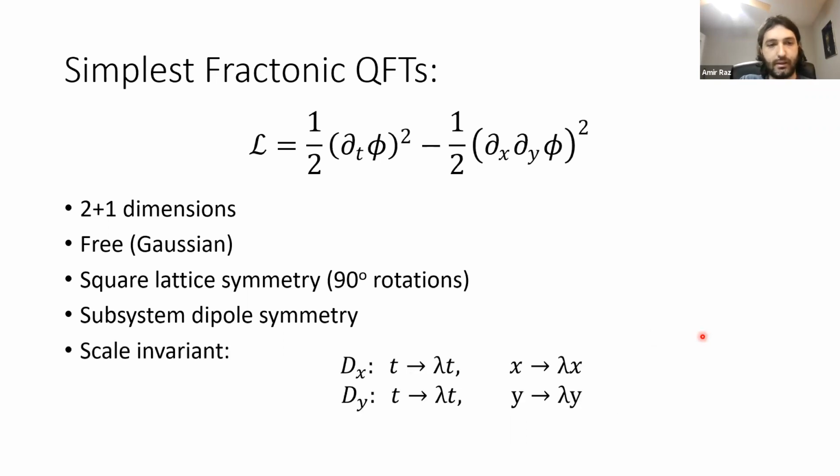It's also scale invariant, and it actually has two scale invariances. We can independently rescale x and t, and we can independently rescale y and t. And so we see that we have these two complementary scale invariances of this theory. At least by inspection, it seems like it fits all the requirements of being a fractonic RG fixed point.